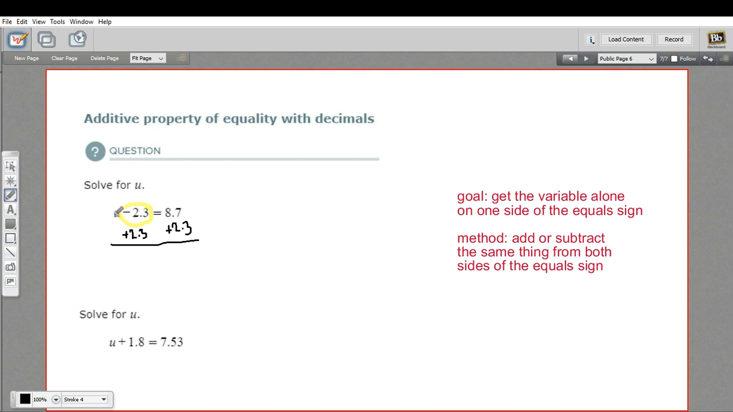Now, on the left, we get u minus 2.3 plus 2.3. That comes out to just u because the numbers add up to 0 there. So we got u there, and then we've got our equal sign. So far, so good. U alone on one side of the equation.